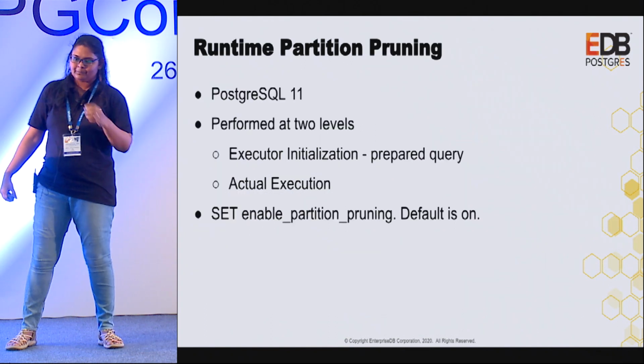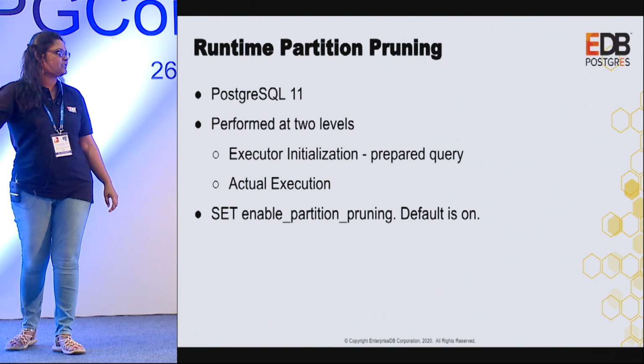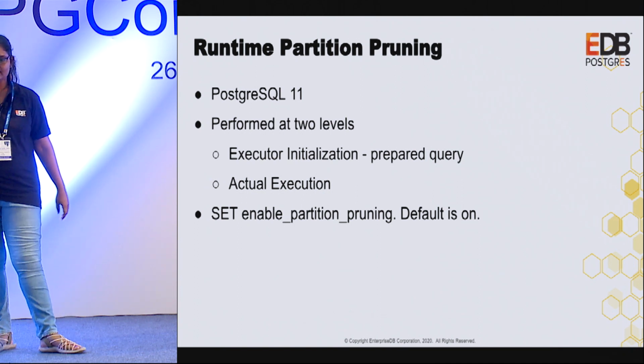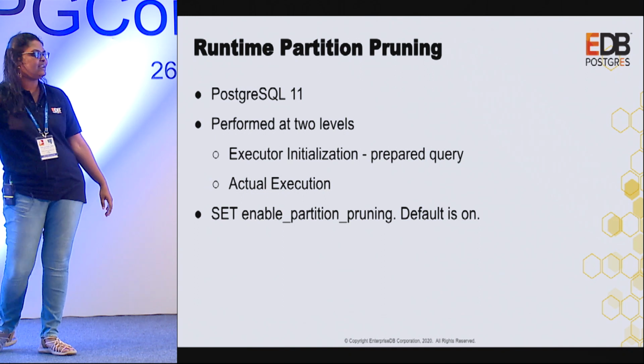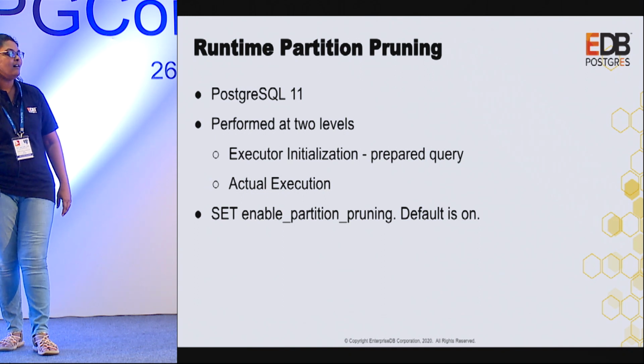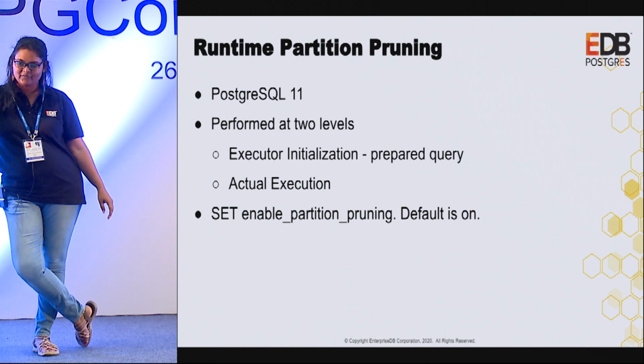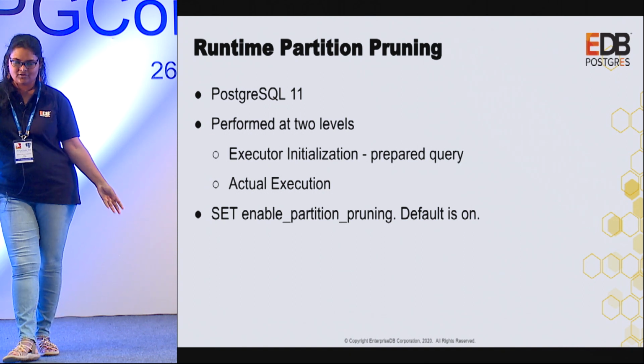Runtime partition pruning. This was also introduced in PostgreSQL 11. It is performed at two levels, at executor initialization and then at the actual execution. The new parameter that has been added is enable_partition_pruning, which is switched on by default.